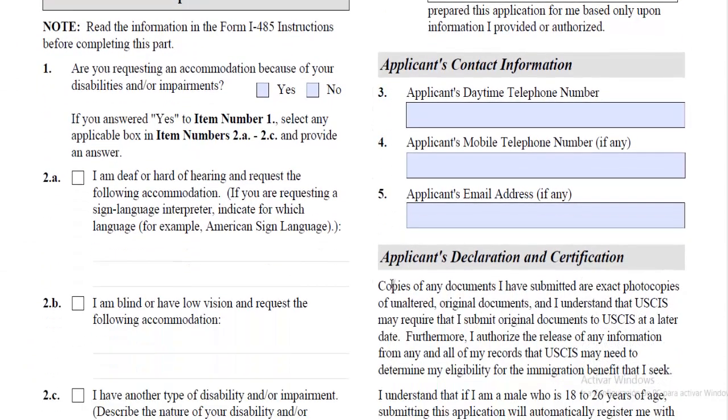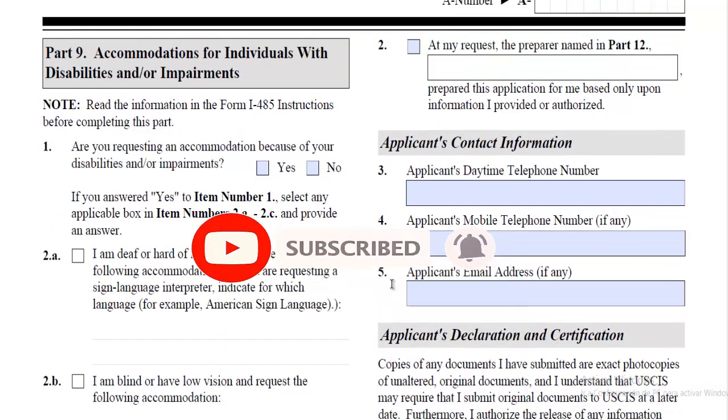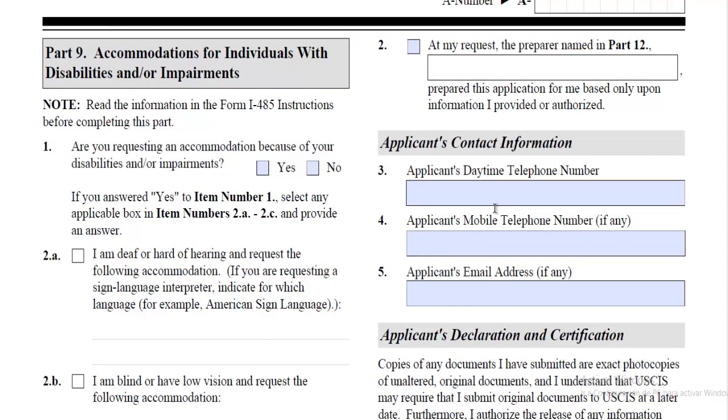Just comment below, okay? This part is accommodations for individuals with disabilities and/or impairments. If you need special accommodations for your interview because of a disability or impairment, such as a sign language interpreter, or to have a caregiver allowed to accompany you to the green card interview, explain why you need it in this section, okay?